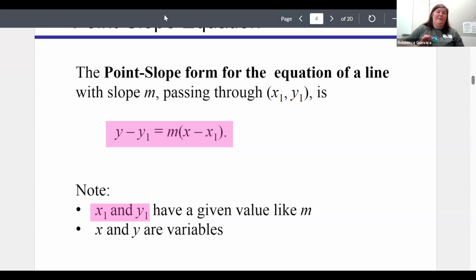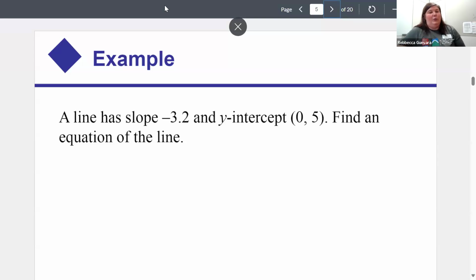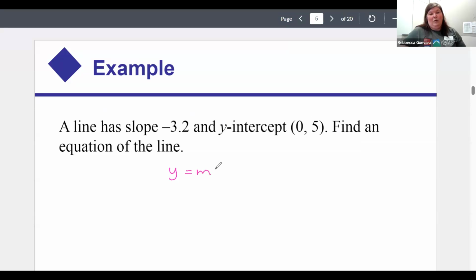Okay. So we have this information here. A line has a slope of negative 3.2 and a y-intercept of 0.5. We want to find the equation of the line. So this is going to be your easy one because we have a slope and an intercept, which means we can use slope-intercept form.